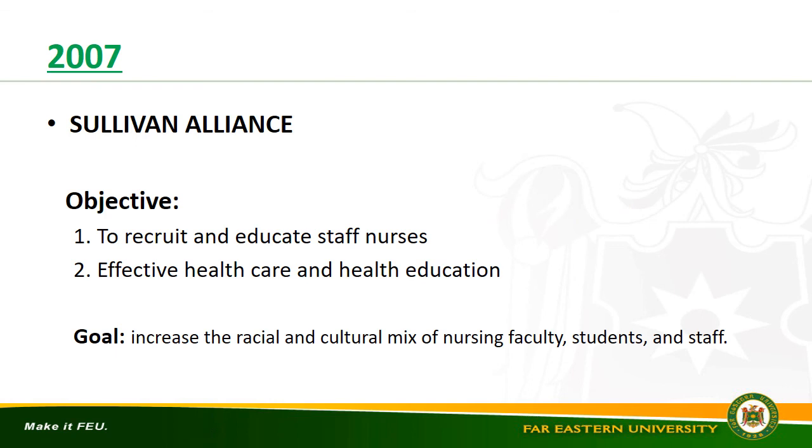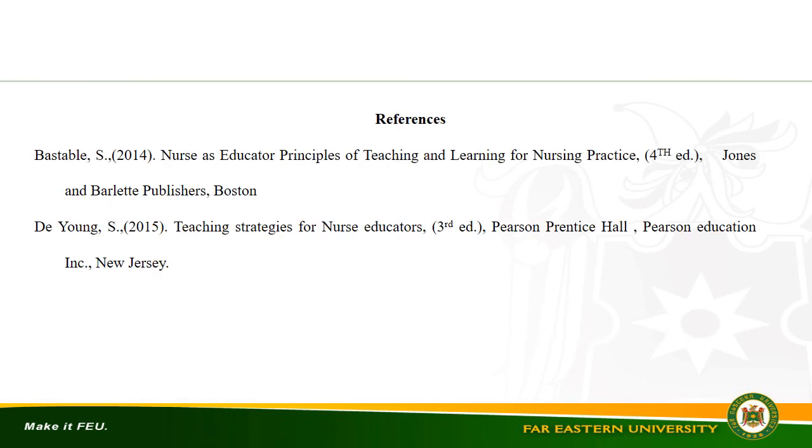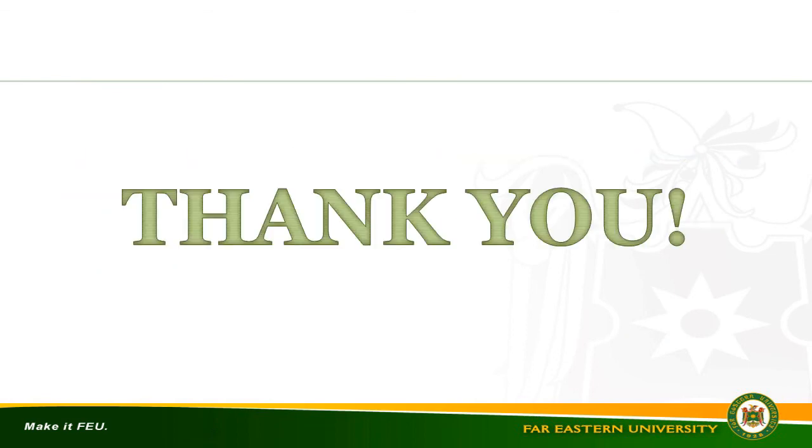In 2007, the Sullivan Alliance was formed to recruit and educate staff nurses in effective healthcare and health education, wherein the goal is to increase the racial and cultural mix of nursing faculty, students, and staff, because sometimes differences will serve as a gap. So in the Sullivan Alliance, their aim is to increase the racial and cultural mix of faculty and students. That ends my presentation, thank you for listening.